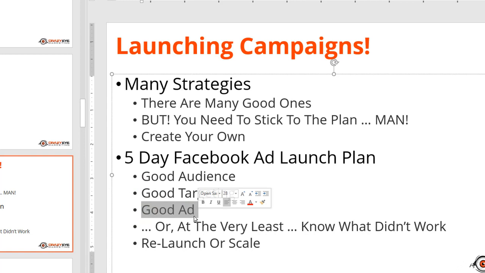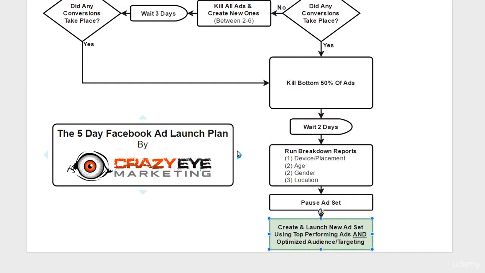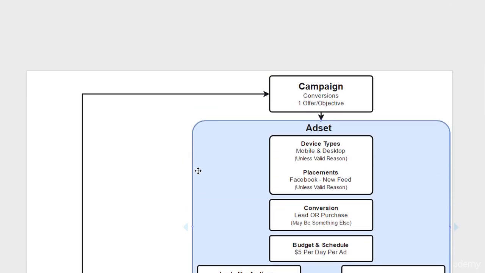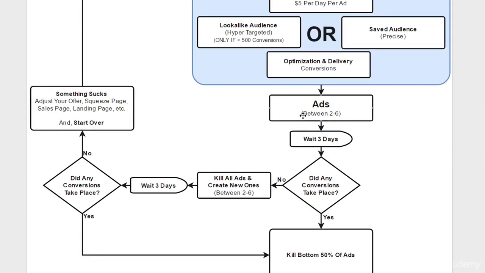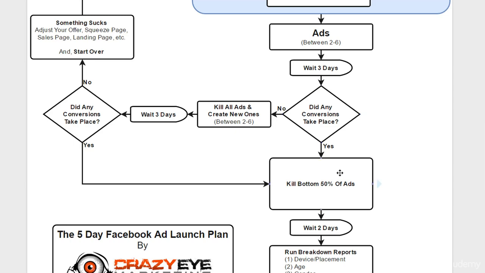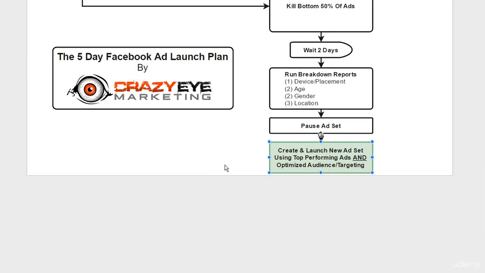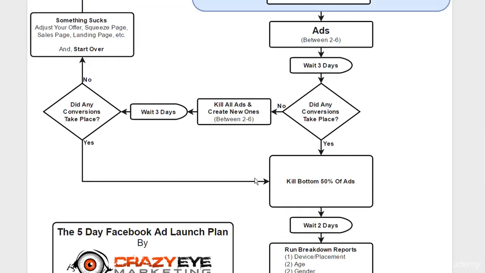And now what you can go ahead and do is either scale that campaign if it is performing very well, or you can set up other campaigns following the same 5-day Facebook ad launch plan and just change it up a little bit. Maybe you do a different type of audience, maybe you use different ads, and you basically set up another test to see which is working best, and you just keep running with it.